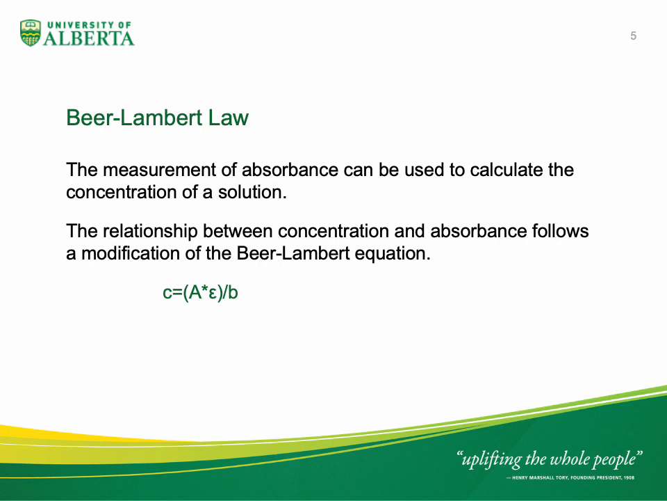The absorbance of a colored solution can be used to determine the concentration of a solution. The relationship between the concentration and absorbance follows a modification of the Beer-Lambert equation, where the concentration equals the absorbance times the molar absorptivity of the solute divided by the path length of the spectrophotometer, or the cuvette size.